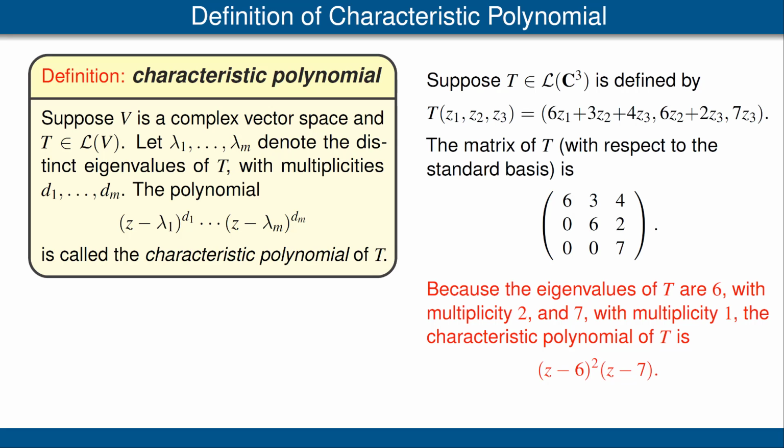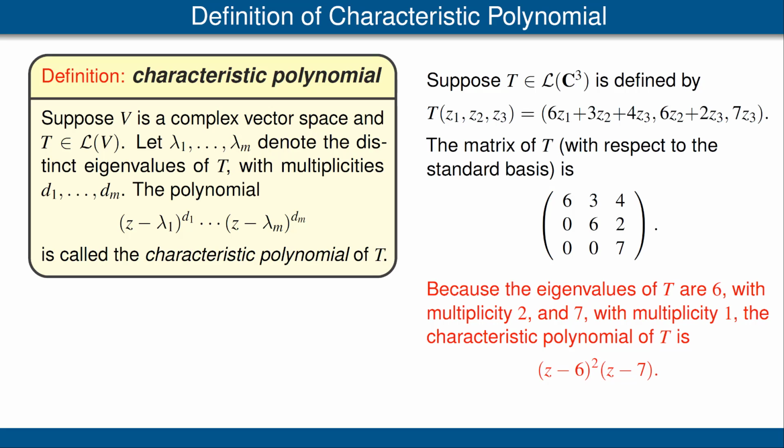Thus, the eigenvalues of T are the numbers along the diagonal, and those are 6 and 7, and we can also see the multiplicities of these eigenvalues from the number of times they appear on the diagonal. So 6 has multiplicity 2, and the eigenvalue 7 has multiplicity 1. Thus, using the definition of the characteristic polynomial, we see that the characteristic polynomial of T is the polynomial z minus 6 squared times z minus 7.